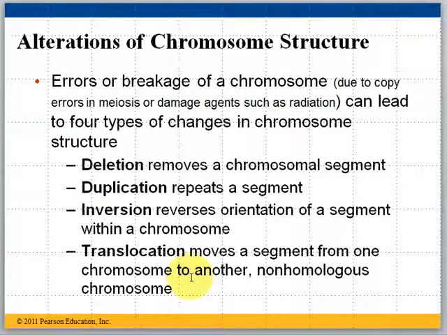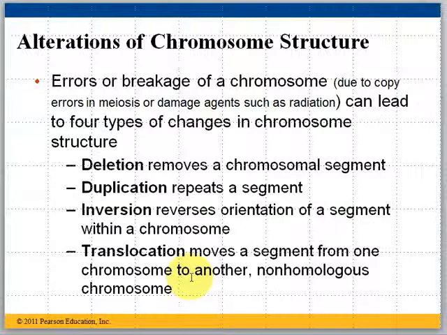What if we're not talking about having an incorrect number of chromosomes? What if we actually do some damage, physical damage to the chromosome itself? So errors or breakages in the chromosome, this is going to be some sort of copy error in meiosis, or can be caused by damage from the environment, such as radiation. That can lead to 4 types of changes in the structure of the chromosome, the physical structure.